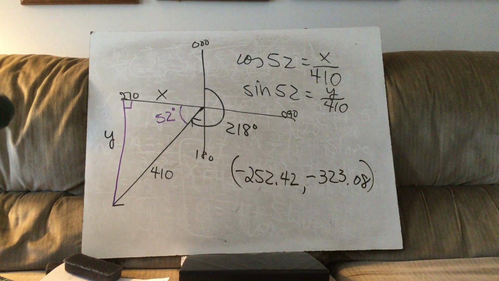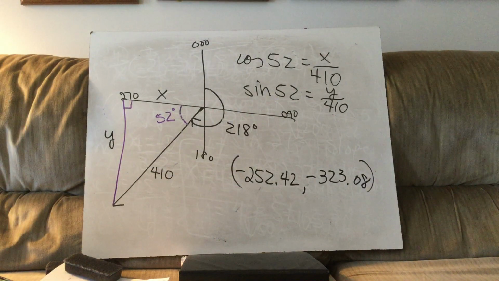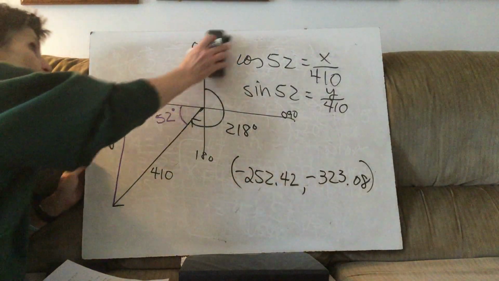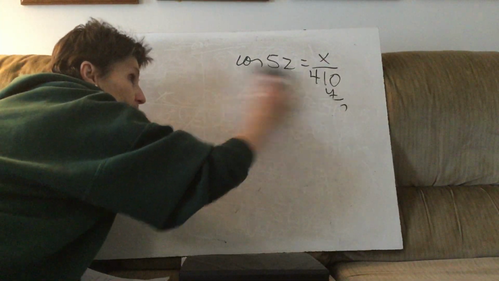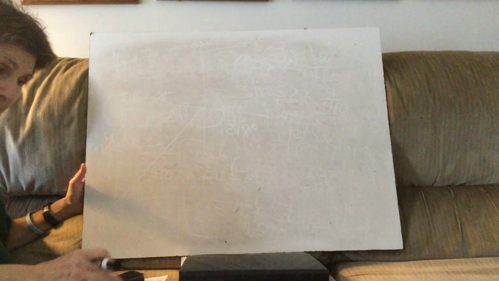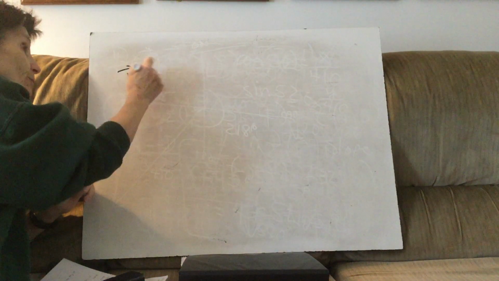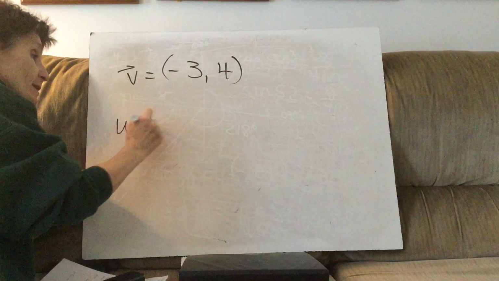Anytime the problem says find components, this is what you're looking for. You want to have an answer that looks like that, an X and a Y. All right, one page to go. First thing, number 9 says we have a vector, negative 3, 4. Find a unit vector for this.